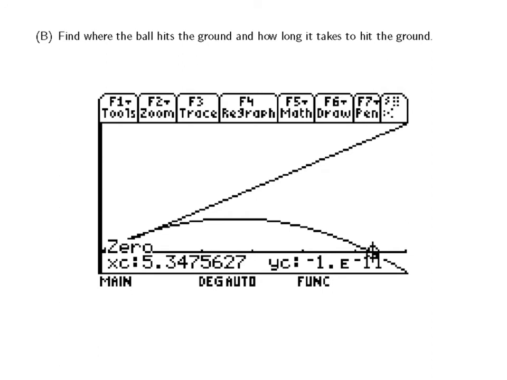My next goal is to find where the ball hits the ground and how long it takes. I begin by using my y equation because that tells me the height of the baseball, and when the height of the baseball is 0 is where it hits the ground. I use my math menu to find that, and it tells me that the time when it hits the ground is 5.35 seconds.